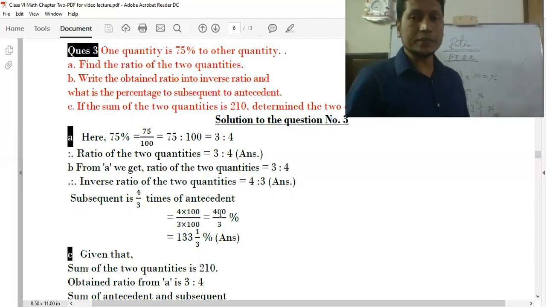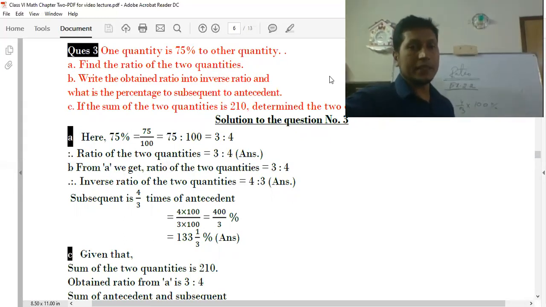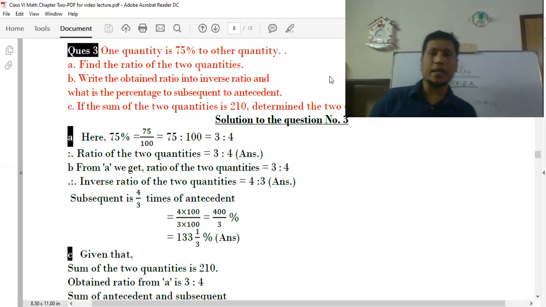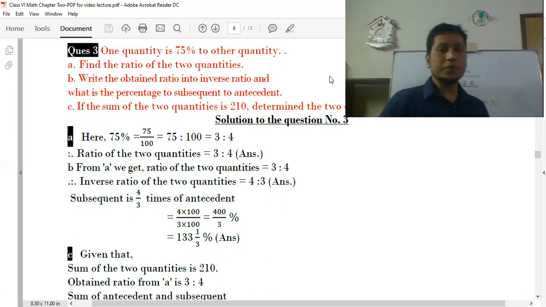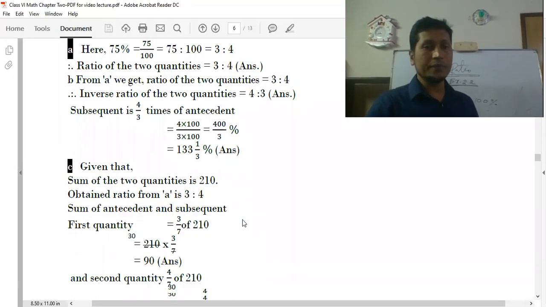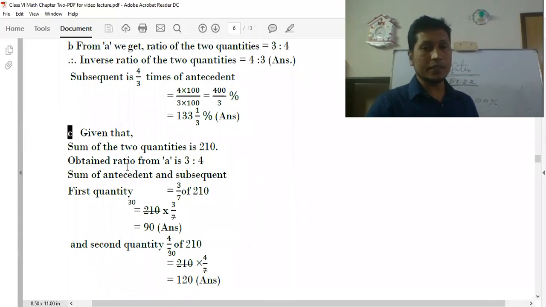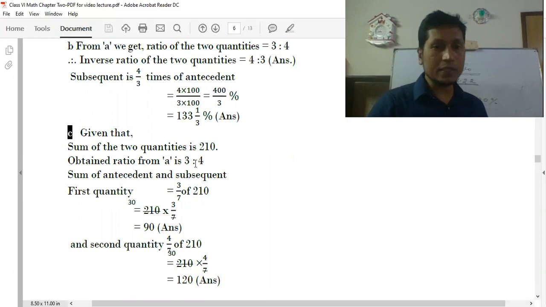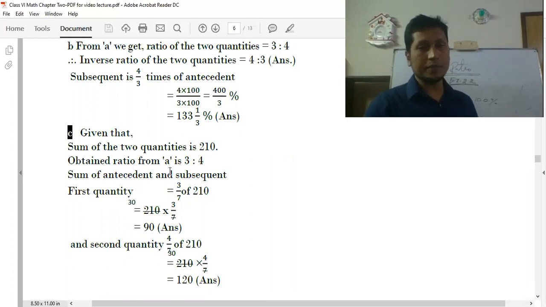And part C says, if the sum of two quantities is 210, determine the two quantities. The sum of two quantities is given. In my previous video, I discussed this kind of math. You see, the sum of two quantities is 210. The obtained ratio is 3:4. So the sum of the antecedent and the subsequent will be what? The sum of antecedent and subsequent is 7. 3:4, if we add them, their sum will be 7.